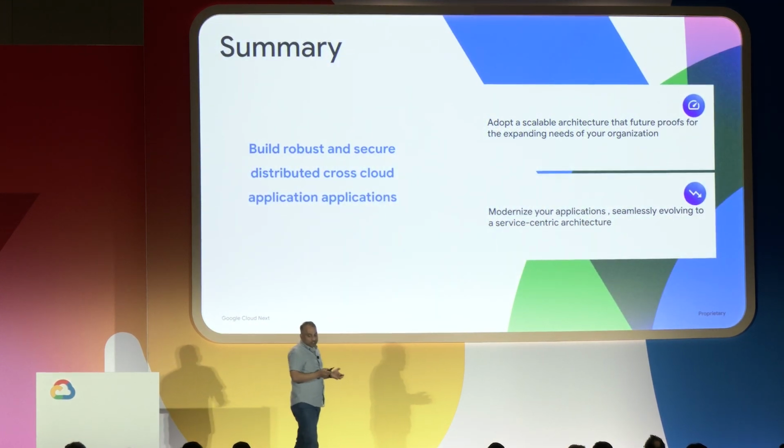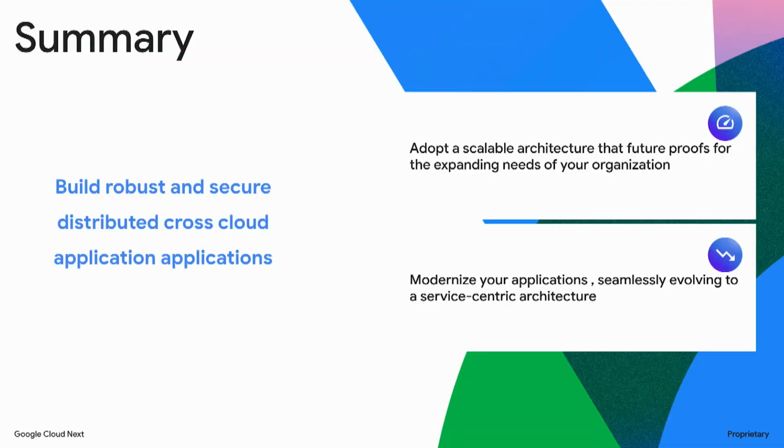So we're coming to the close of the session here. In summary, we provided you an opinionated, scalable, and secure blueprint or network architecture that future-proofs your network for emerging needs of your organization. We also spoke about how the same architecture also allows you to evolve to a service-oriented architecture or networking as you build your Gen AI applications or modernize your existing applications.